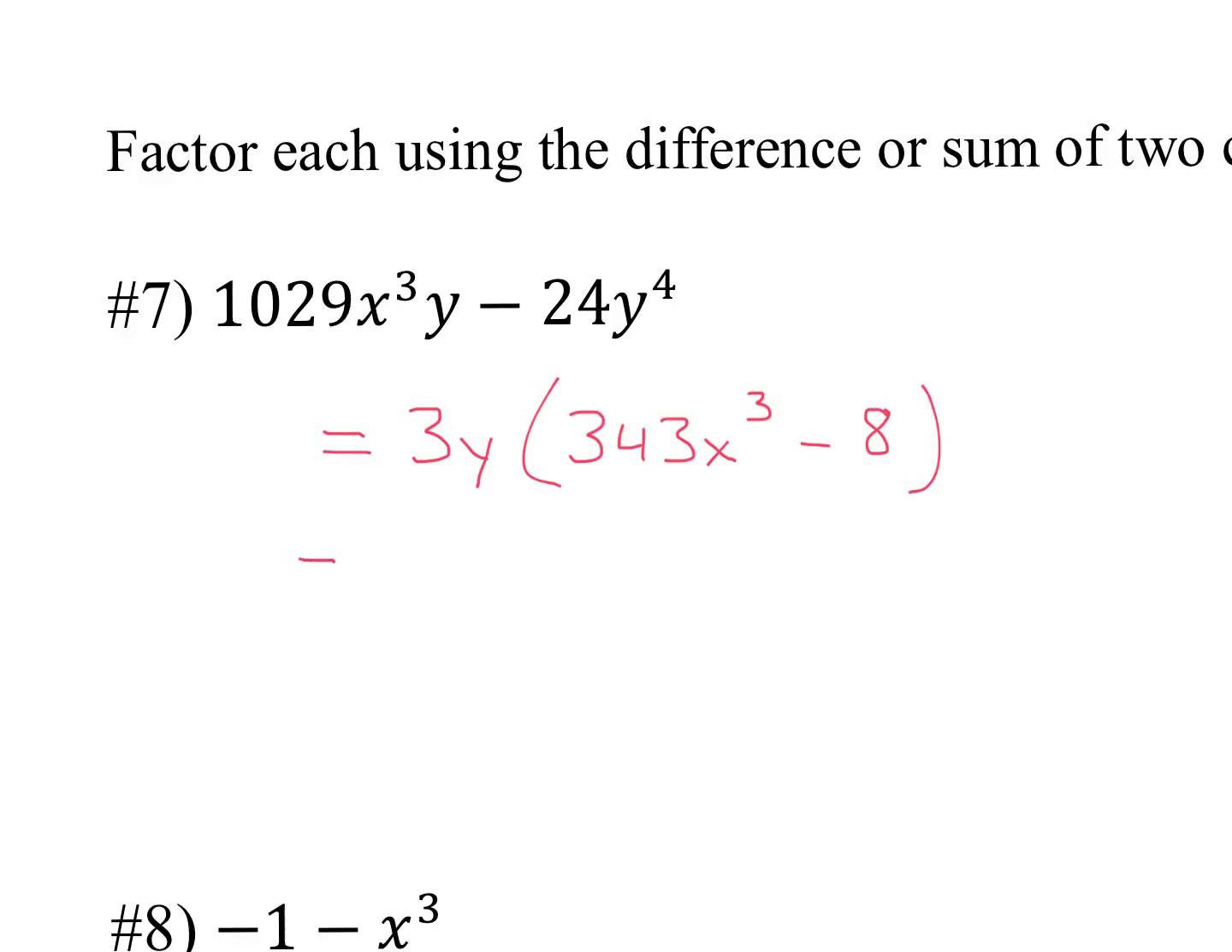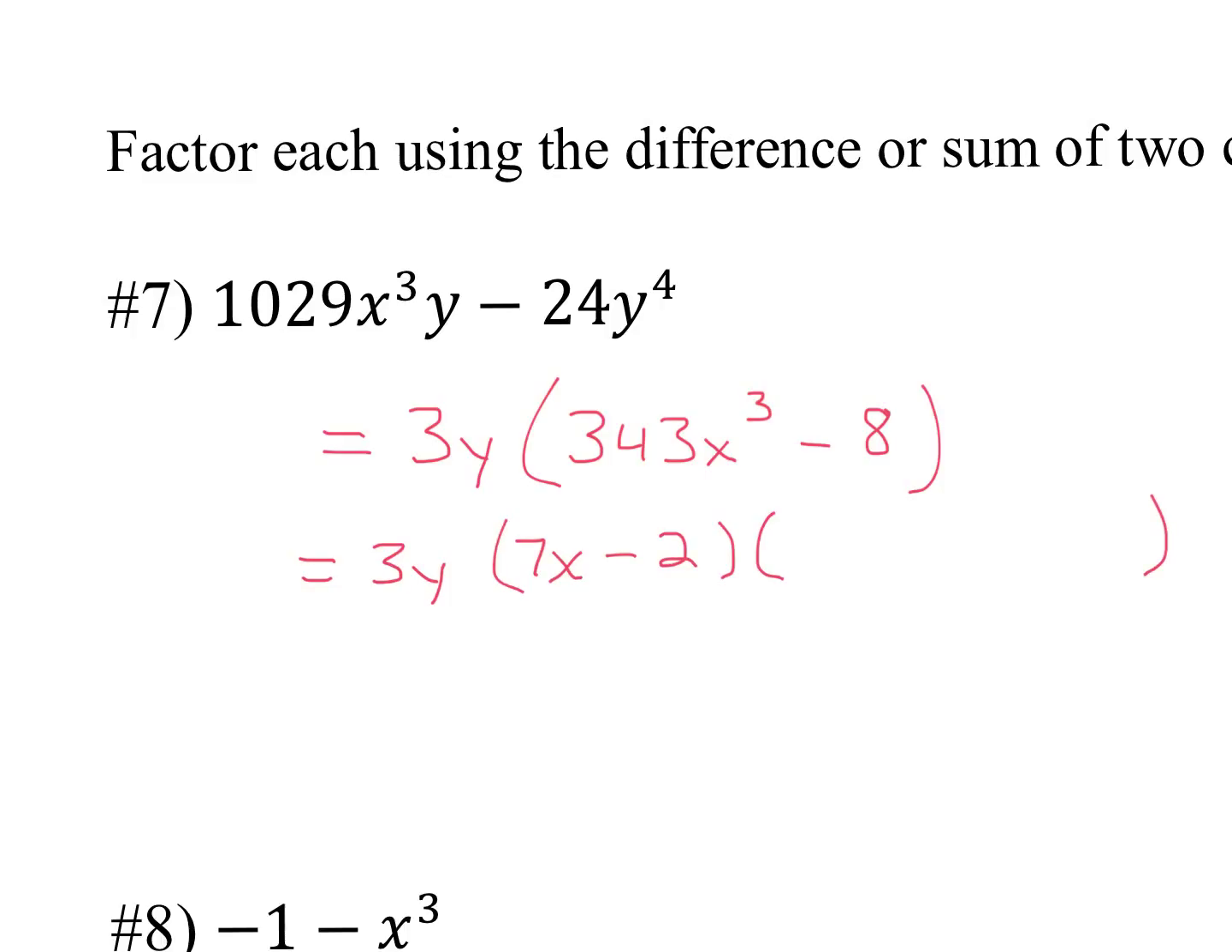So here's how this factors. Bring down the 3y. I have a binomial. In the first position is the cube root of my first term. That's 7x. Bring down the minus, because it's the same sign as the original problem. Then I take the cube root of 8, which is 2. And I'm multiplying this by a trinomial.